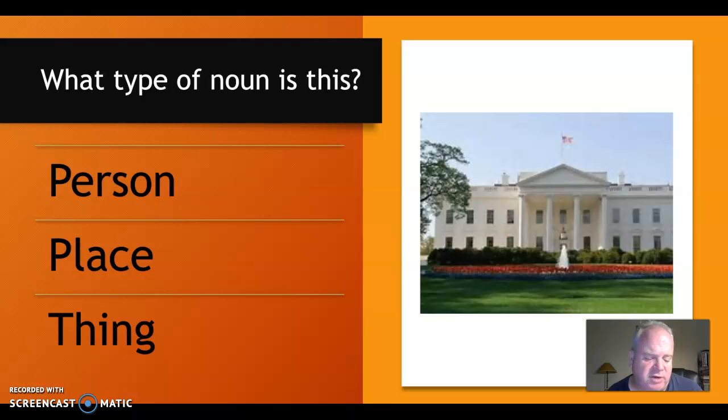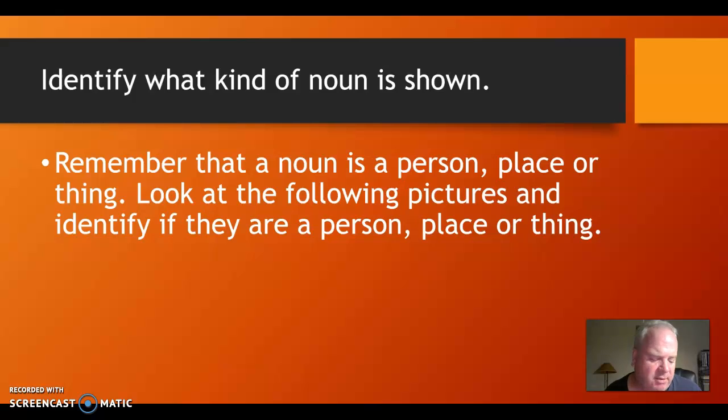Now I want you to continue to identify the kinds of nouns by looking at the remaining slides of the PowerPoint. And I want you to write down what the noun is and identify whether it is a person, place, or a thing. I am going to show you the slide. You are going to write down your answer and I will walk around the classroom to check your answers to make sure you are identifying the kinds of nouns correctly.